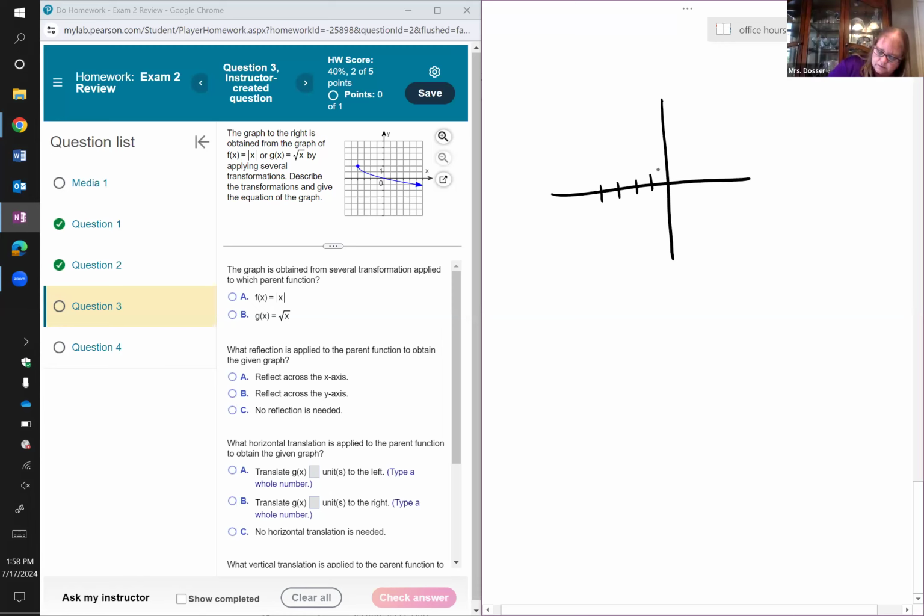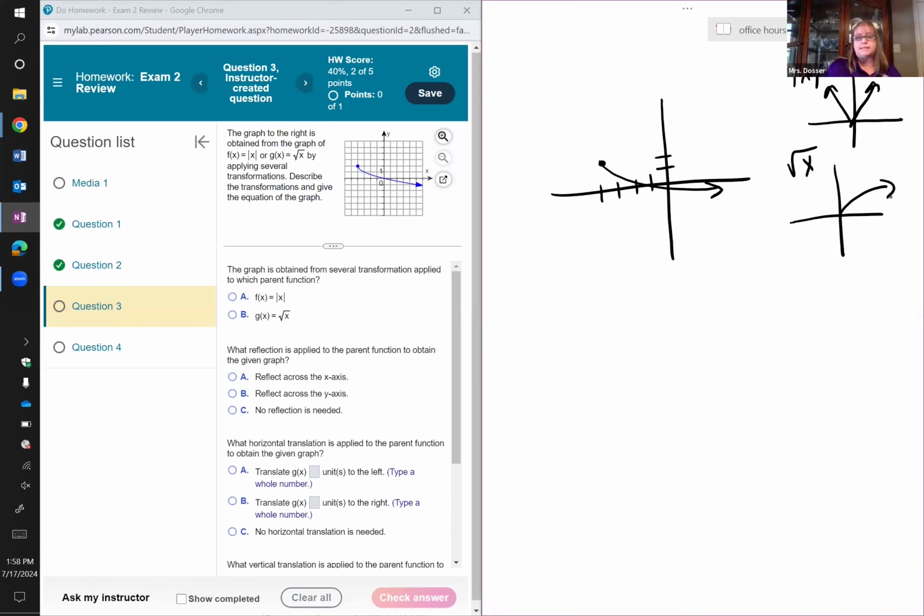So looks like we're over here, 4 to the left and 2 up, and the graph looks something like that. And so the first thing we have to decide is, is it obtained from the absolute value of x or the square root of x? Those are our parent functions. So is the parent function for this graph the absolute value of x, which is the V-shaped graph, or is it the square root of x, which is the one that starts at 0, 0 and goes over and up to the right? It looks like it's the graph of the square root of x. It's not V-shaped, it's a curve shape. It just looks like it's been reflected and translated, which are the transformations they want us to describe.